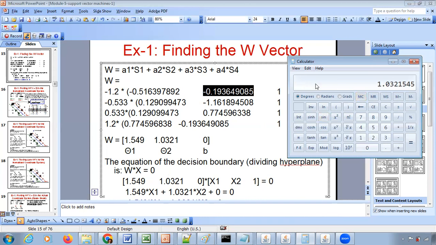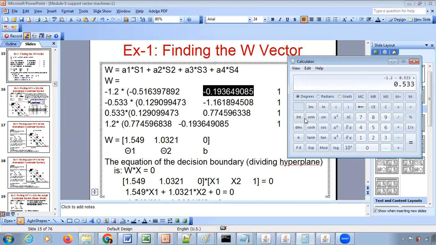And then let's do it for b. It's negative 1.2 minus 0.533 plus 0.533, because it's just negative 1.2 times 1, plus negative 0.533 times 1, plus 0.533 times 1, plus 1.2 times 1.